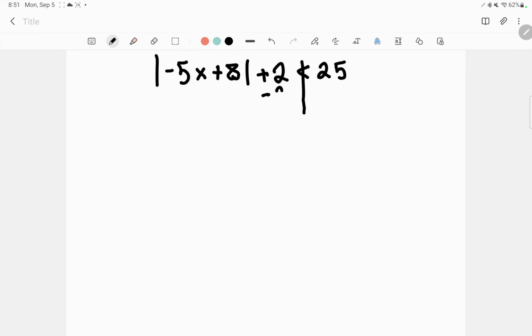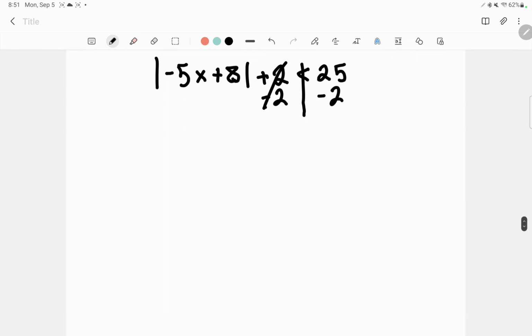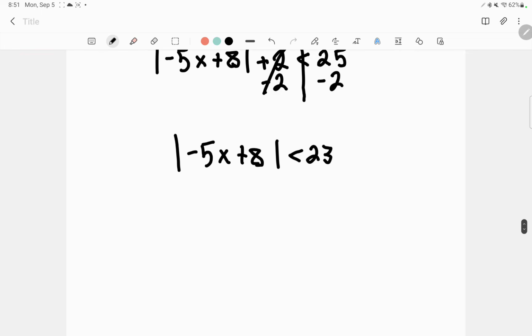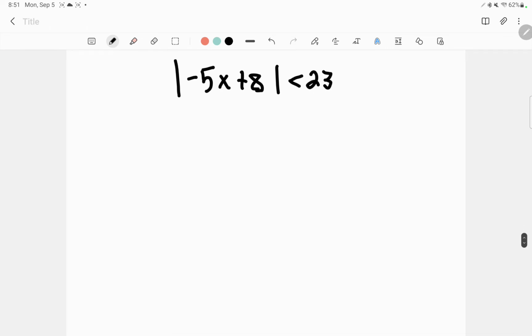In order to move the positive 2, I'm going to have to do negative 2 on both sides. That's going to cancel that out. And now I have negative 5x plus 8, absolute value, is less than 23. Okay? That's the first thing I have to do. Correct? So let's go ahead and look at this problem.